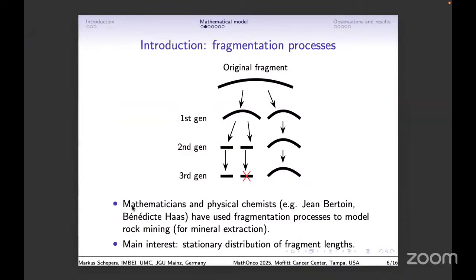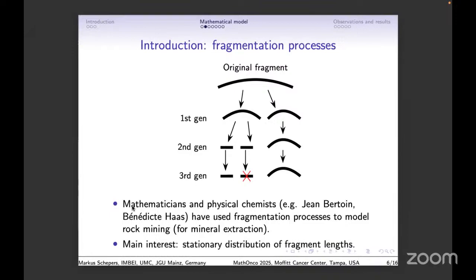Conceptually, this is modeled with fragmentation processes studied by mathematicians, probabilists, and physical chemists for a long time. For instance, there's a great introductory textbook by Jean Bertoin from around 20 years ago, and they have used these fragmentation processes to study rock mining for mineral extraction, and they have derived several theoretical results for the stationary distribution of the fragment length.